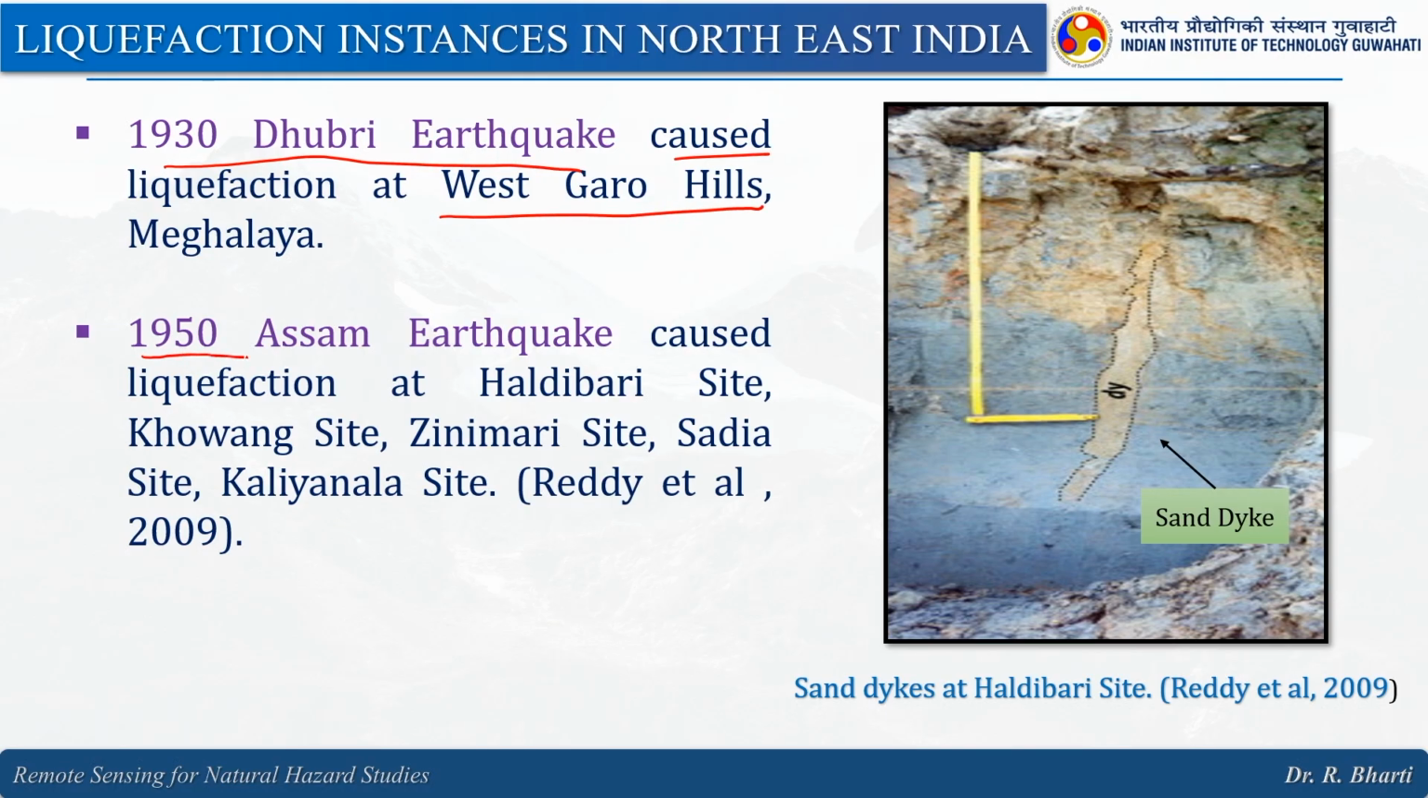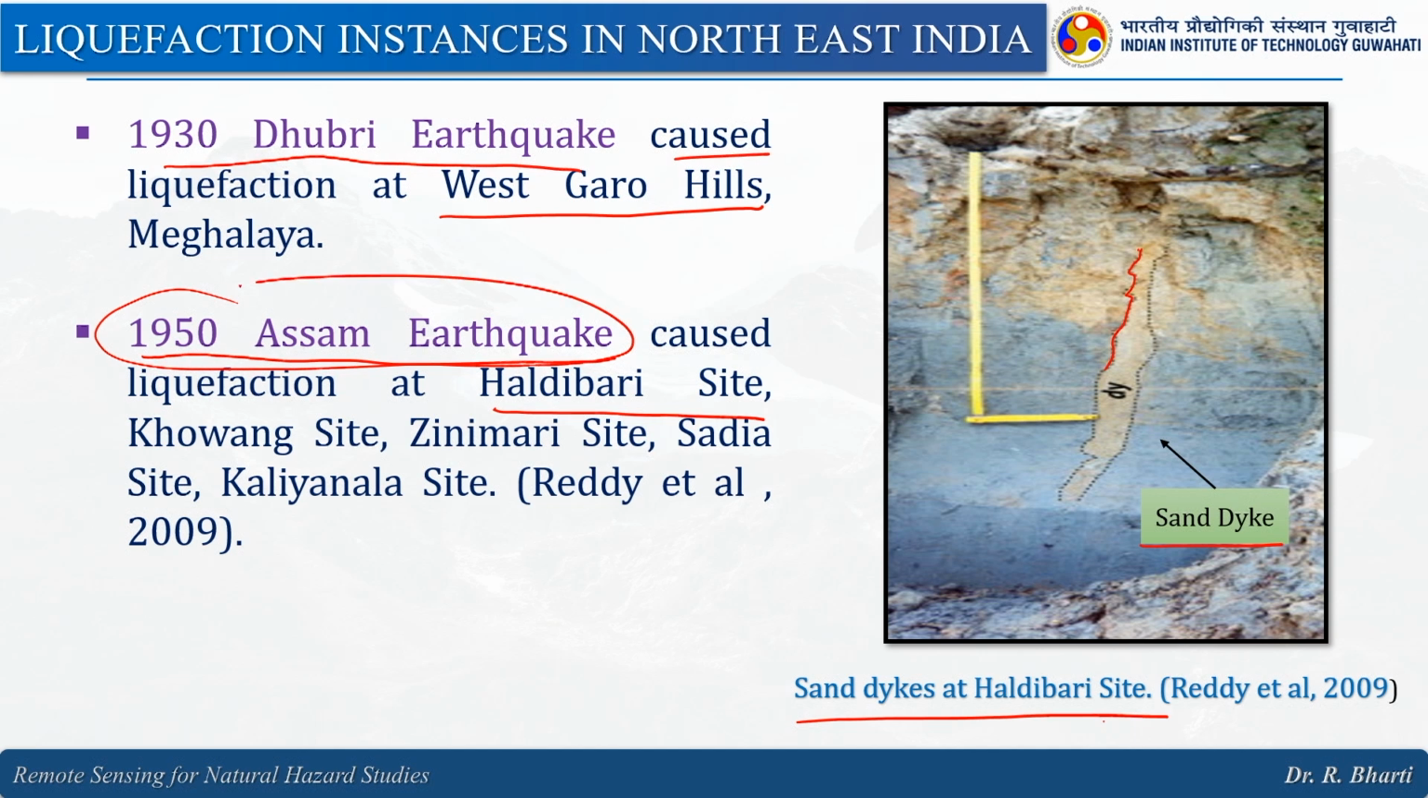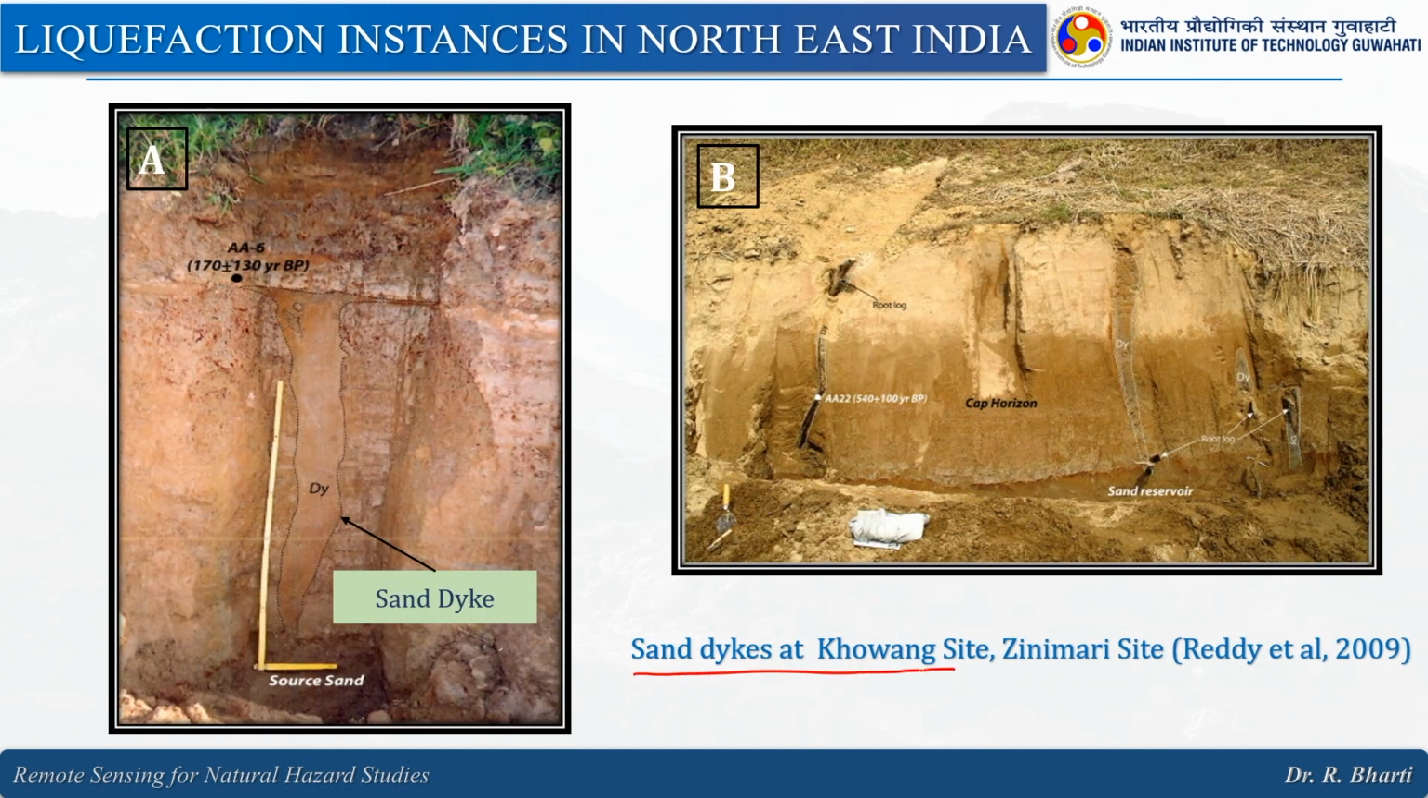Then comes the 1930 Dhubri earthquake, which caused liquefaction at West Garo Hills, Meghalaya. And again the 1950 Assam earthquake caused liquefaction at the Haldibari site, and here you can see this particular map. These are basically sand dikes, right. This is from Haldibari from the 1950 Assam earthquake. Then sand dikes at the Khoang site, from Reddy et al. 2009. Here you can see they have nicely marked the boundary for the sand dikes. Here you have the sand reservoir, cap horizon, root log. These are nicely captured in this particular photograph.